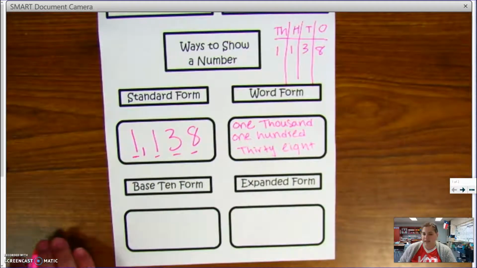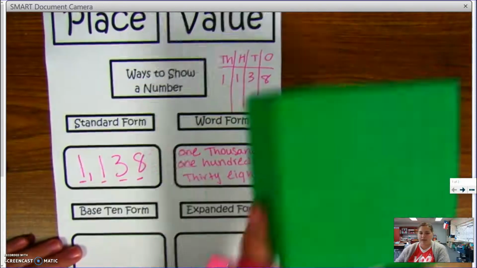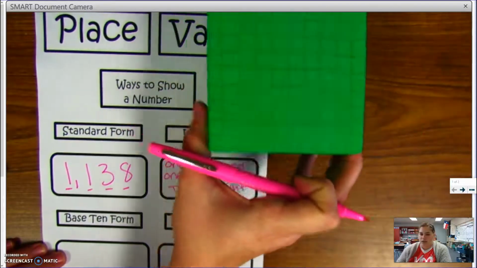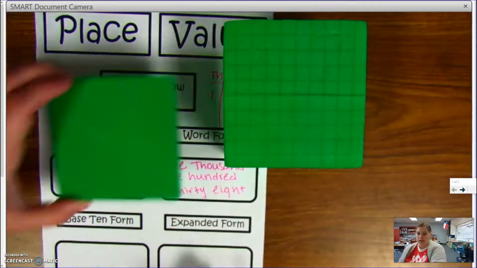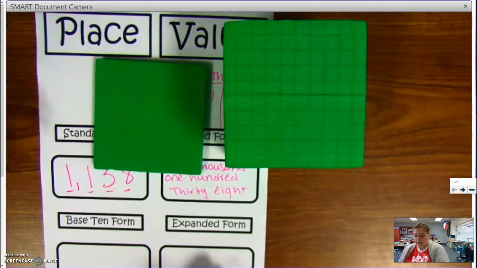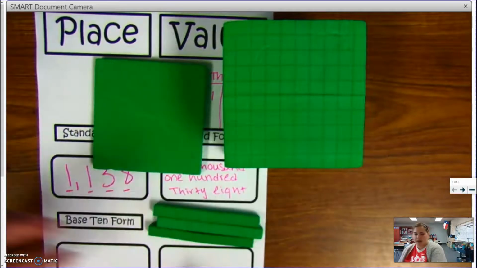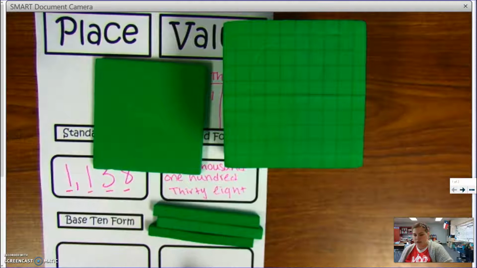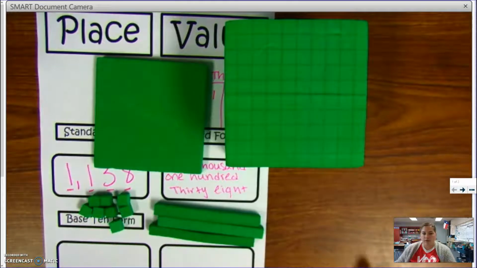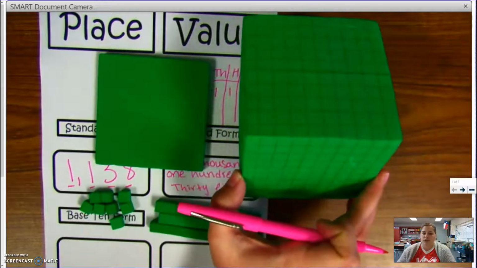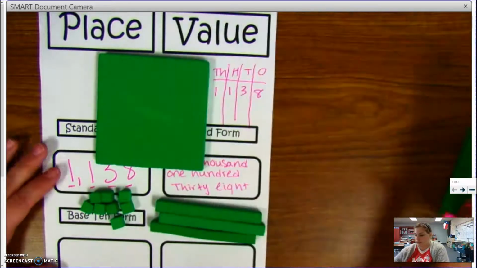Then my base 10 form, and I have a thousands cube, a hundreds flat, 3 rods, and 8 units to show 1,138. And I'm going to show you guys how to draw this.